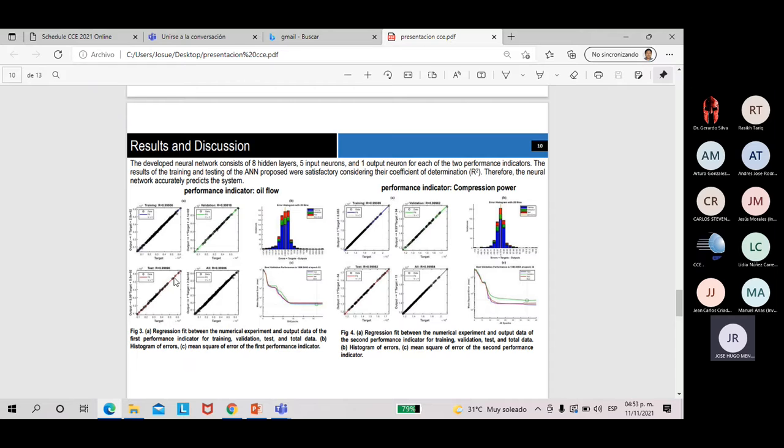Results and discussion. In this slide, we can see the results obtained from the ANN. The results of the training and testing of the proposed ANN were satisfactory considering the coefficient of determination. The degree of dispersion is around the unit slope, and the model covers the variability of the output parameters in the training, testing, and validation. This occurs in the two indicators, and both results have a normal distribution. This has demonstrated that the digital model generated with the ANN is capable of successfully replicating the real values of the design variables.